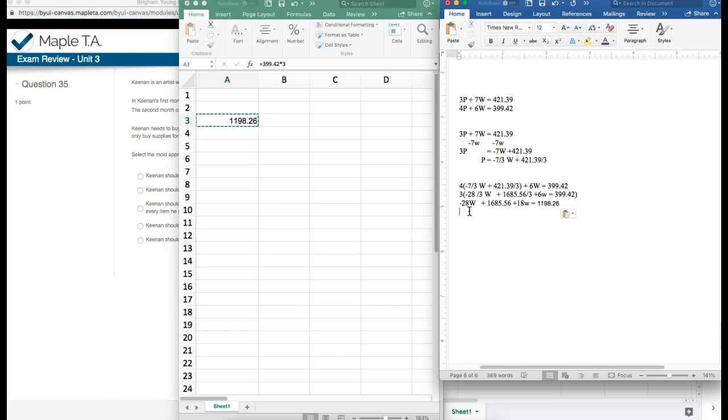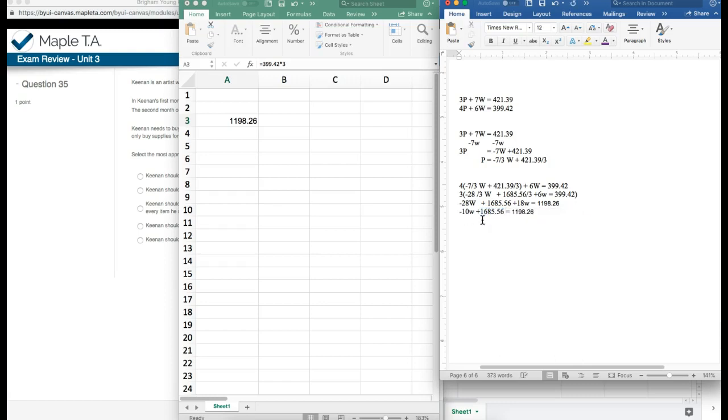Okay, so now I need to combine my W's here. So negative 28 plus 18 gives me negative 10W. And I still have the plus the $1,685.56. So I'm just going to copy that here, and again I'm just going to copy this one as well. Alright, so now I have that taken care of. I need to subtract my $1,685.56 from both sides.